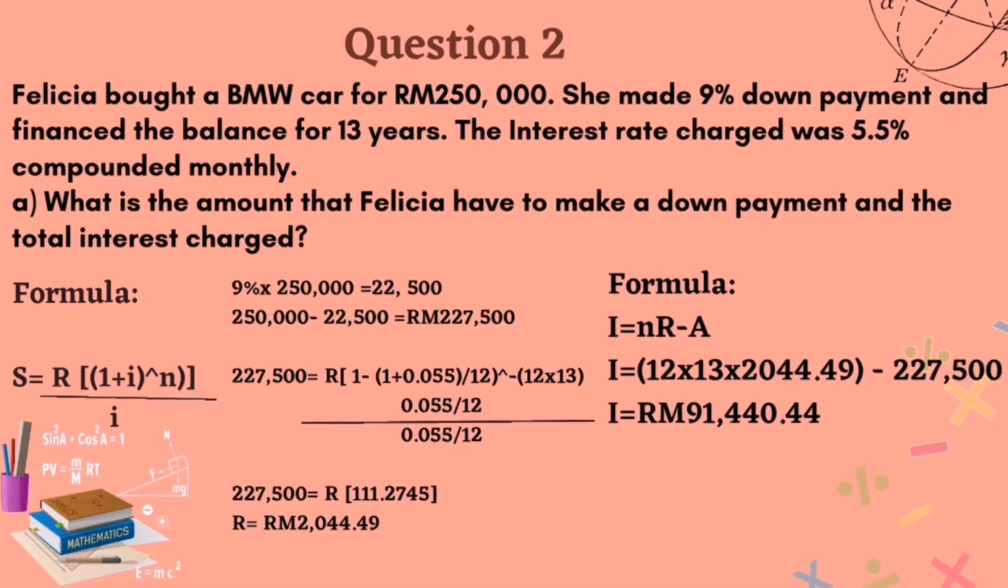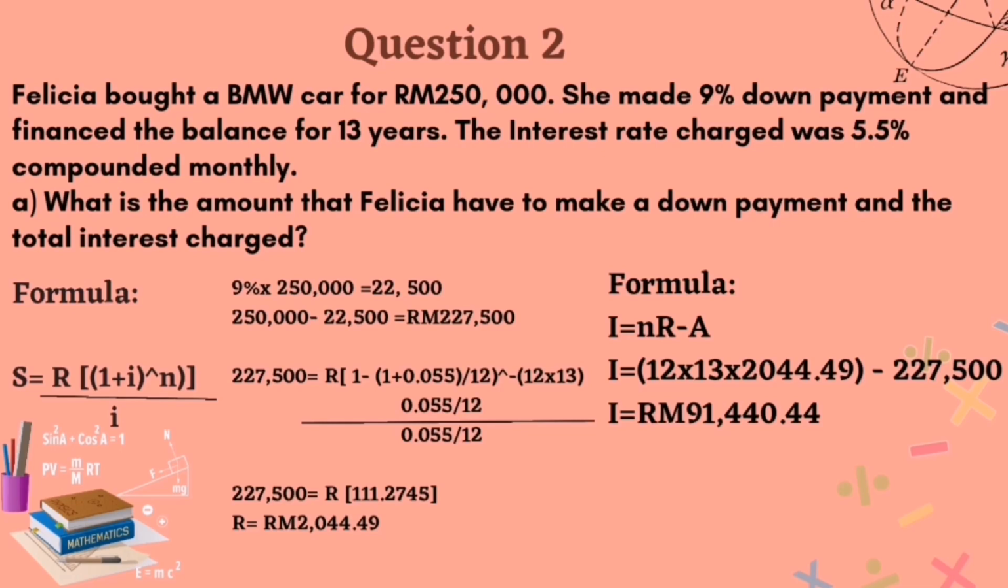Question 2. Felicia bought a BMW car for 250,000 ringgit Malaysian. She made a 9% down payment and financed the balance for 30 years. The interest rate charged was 5.5% compounded monthly. What is the amount that Felicia has to pay as a down payment, and the total interest charged?